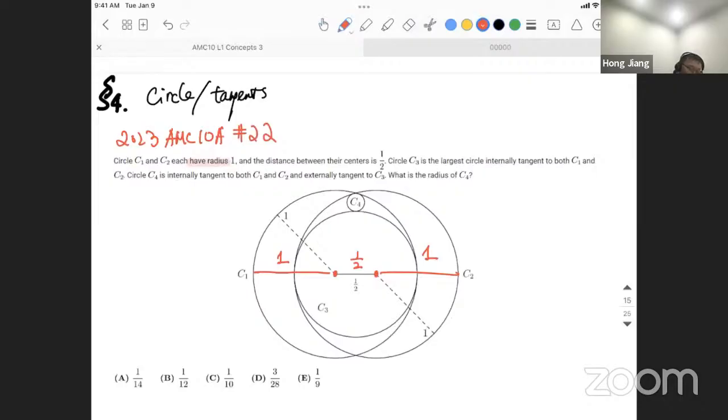Circle 3 is the largest circle internally tangent to both C1 and C2. So you see this guy is actually tangent to C1 and C2 internally. And circle 4 is tangent to C1, C2, and C3. You find another one on the top. So with all this information, the question asks you to determine what is the radius of C4?